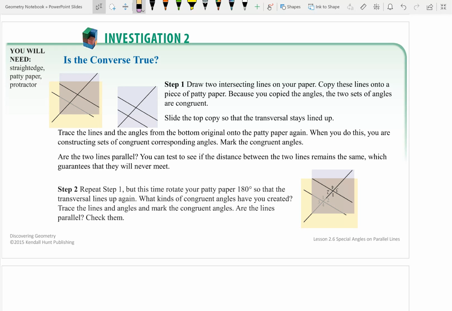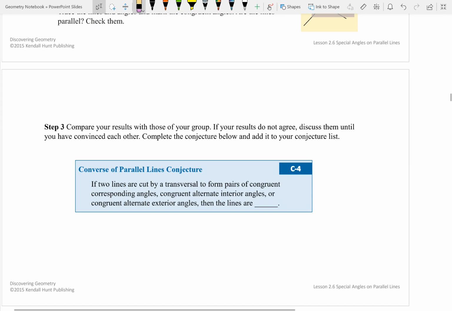And we have, okay, these are parallel to each other. They are. What we notice is that these are congruent and these are congruent. These are congruent. So I'm just doing it on paper right now, and I'm noticing that they're congruent. Great. And cool. So compare your result to your group.